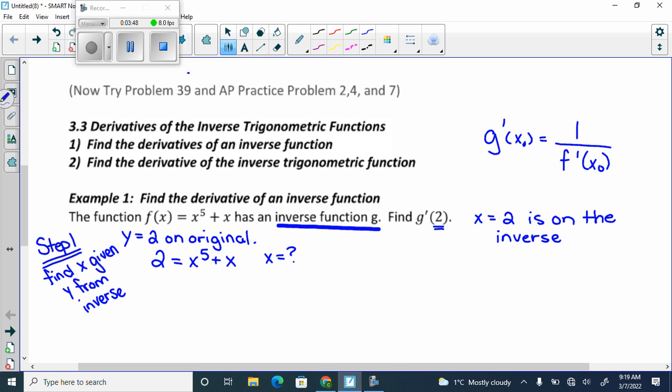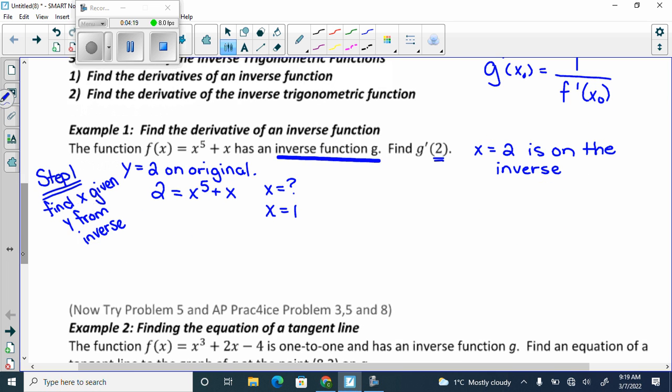So our step 1 is to find x given y from our inverse. So yes, x equals 2 is the x on the inverse, but that is our y on the original. We know that because that's how inverses and originals work. So what did we get for x? It's x equals 1. We agree? Once we have that, we have step 2 and we're done the question. That's it. So it's more of an understanding thing.